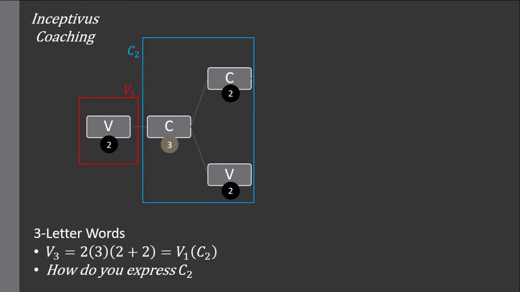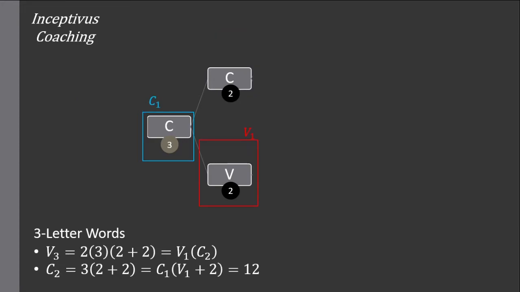You can see V3 as a V1 followed by a C2. And the problem is, how do you express C2, a two-letter word that begins with a consonant? Well, C2 can be seen as a one-letter consonant, C1, followed by two branches, right? One of the branches is going to be a V1, and the other branch is kind of a special case of consonant where you cannot repeat, so it has only two choices.